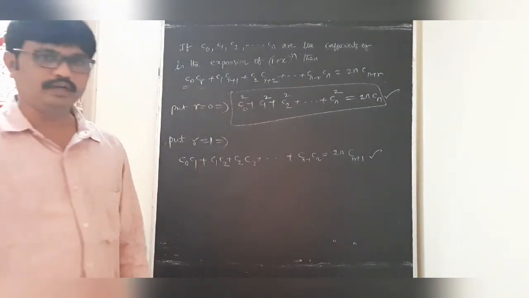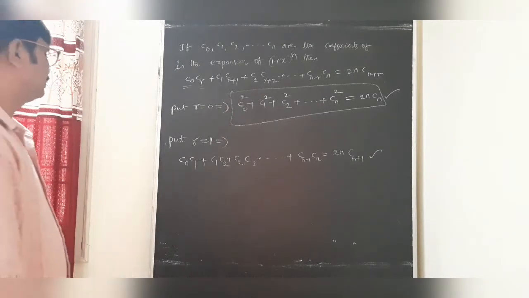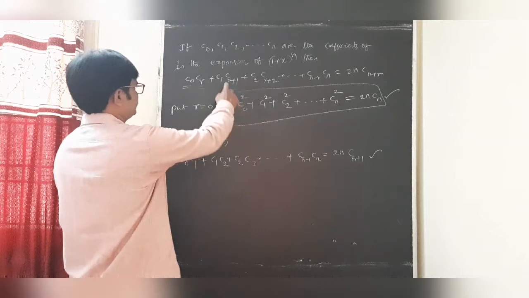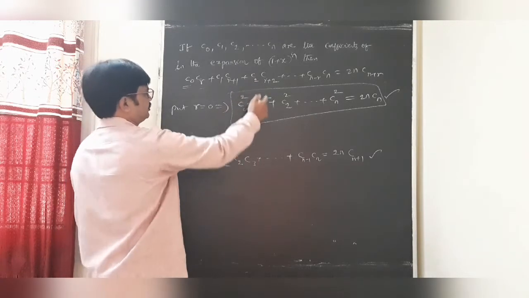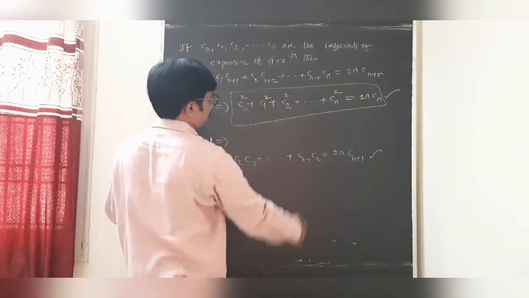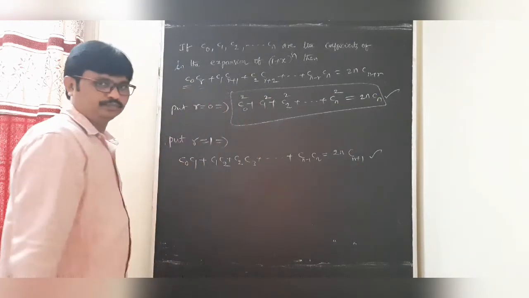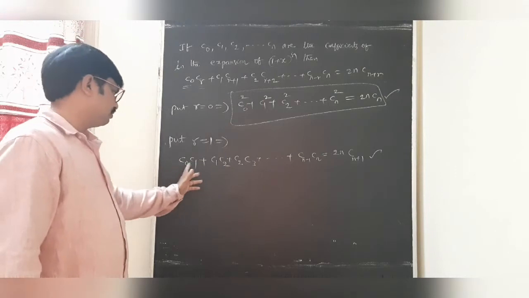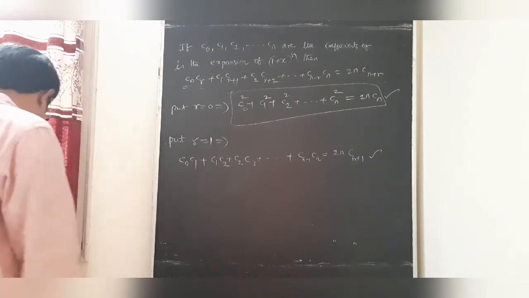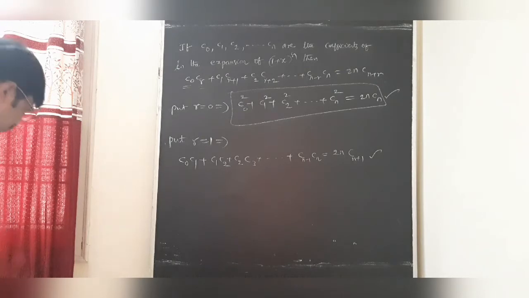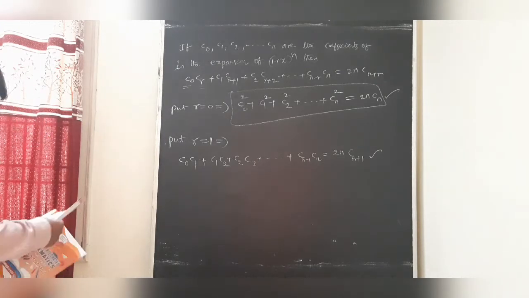When we are taking r equal to 1, this is C0 C1, C1 C2, C2 C3, up to C(n-1) Cn. Finally, you can take 2nC(n+1). Okay, students, this is C0 C1, C1 C2, C2 C3 value, undoubtedly, we can write it as 2nC(n+1).